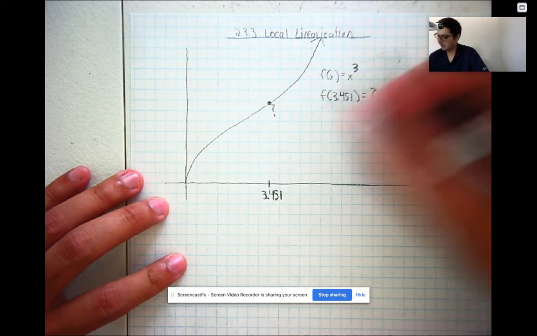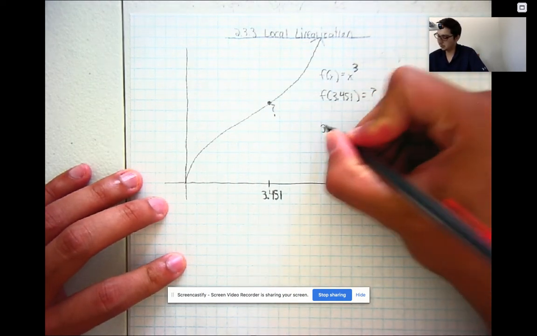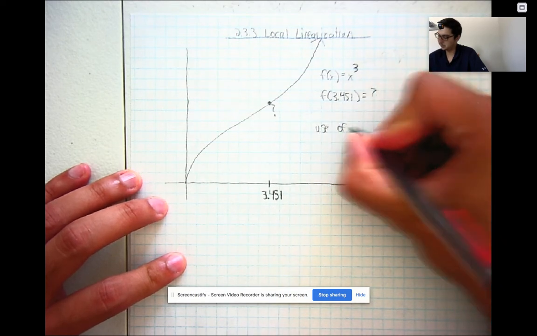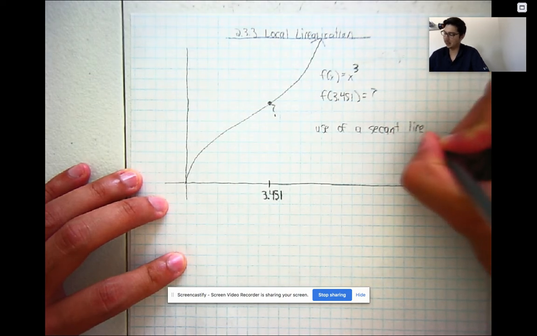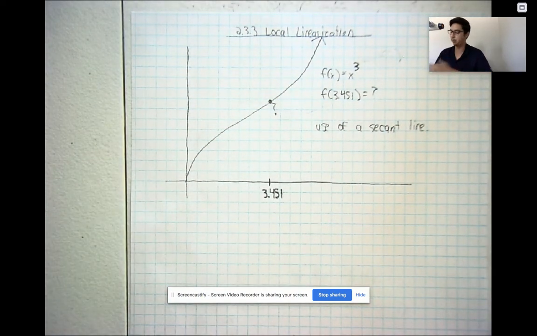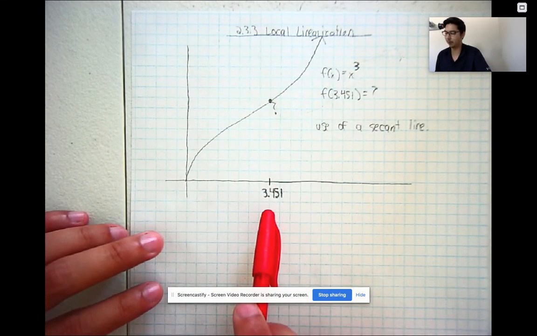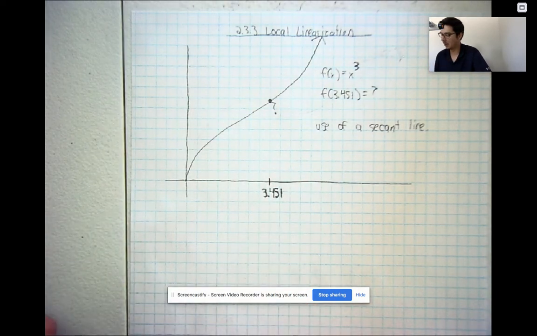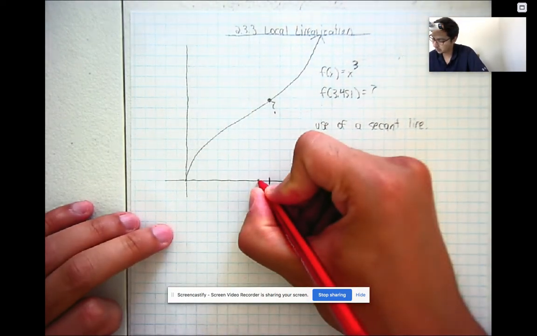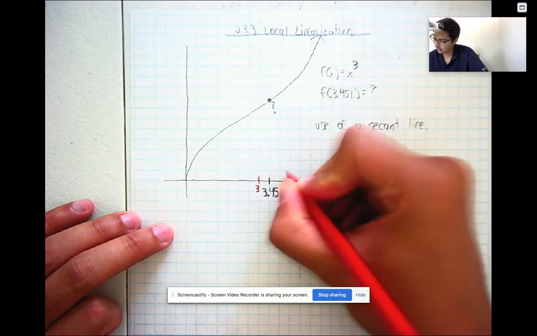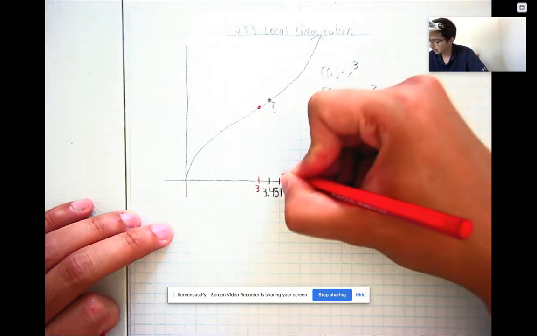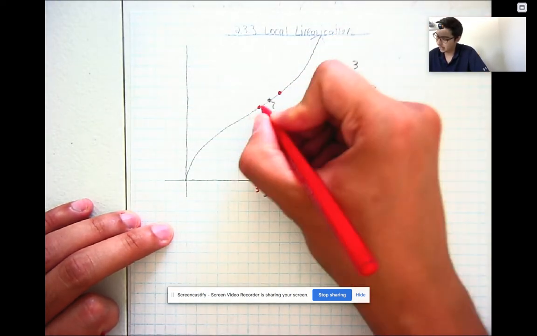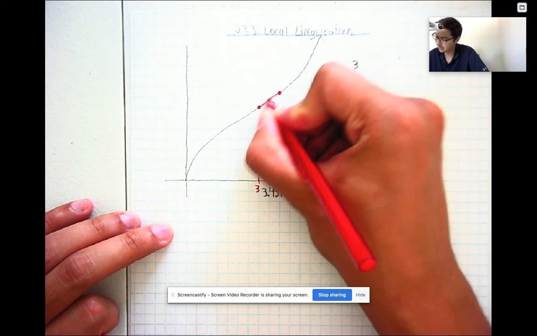And how they do that is they use the secant line. So we do it through the use of a secant line. And remember in the previous video, we talked about what a secant line is, a line that goes through 2 points. Now, we don't necessarily know what the function is at 3.451. We just want to know what it's close to. But what we can do is look at the function at 3 and at 4. And then at those 2 points, if we connect them, it makes a secant line.